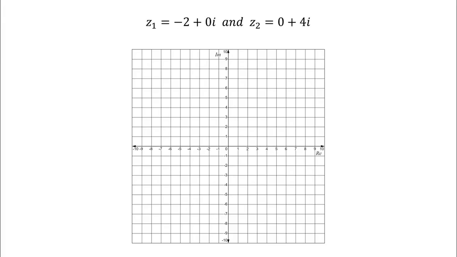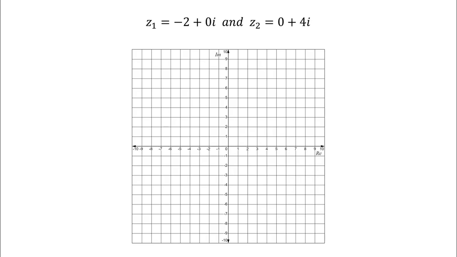In this video, we're going to talk about how to multiply and divide complex numbers when they're written in polar form. But before we do that, let's multiply these two complex numbers written in a plus bi form and plot these two numbers and the result on the complex plane.